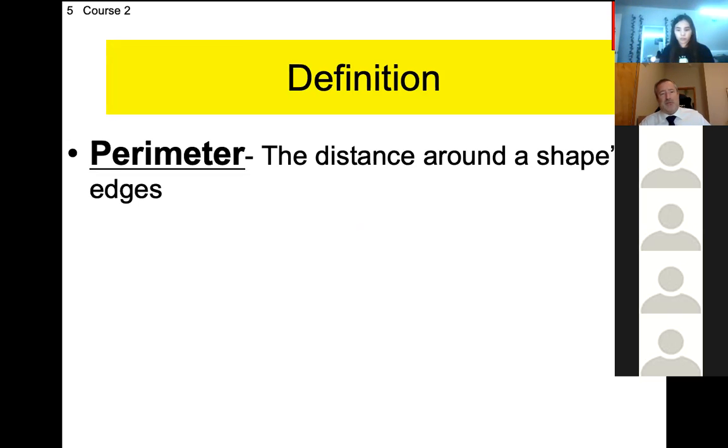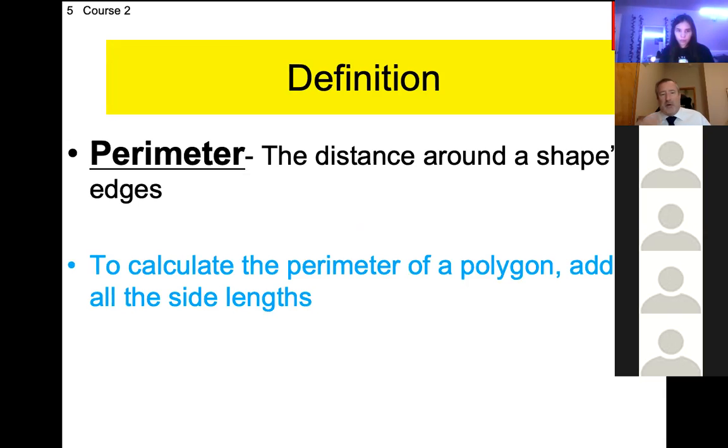So the process to calculate the perimeter of a polygon is you simply find all its sides, find all its measurements, and you add them up. So that's all you simply do, is you add up the sides of the polygon.